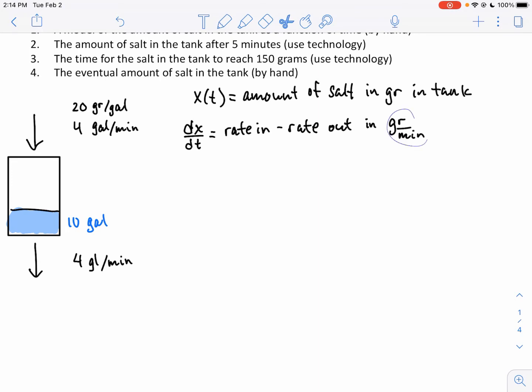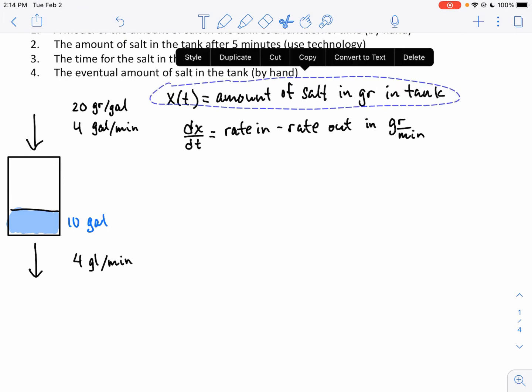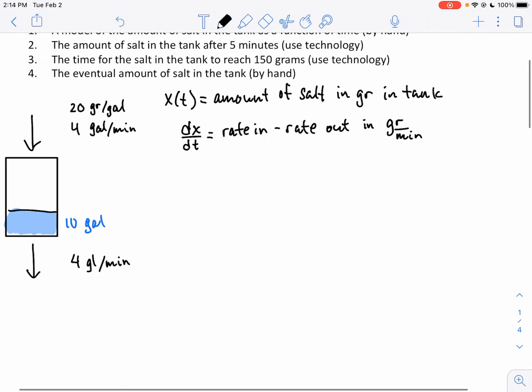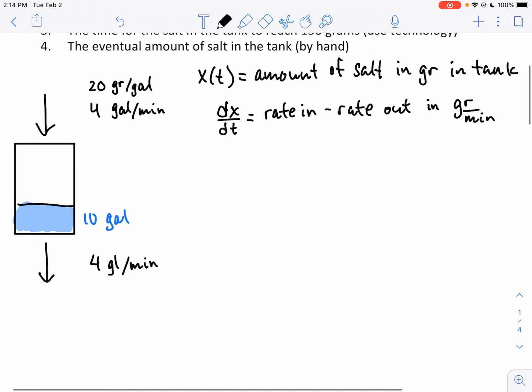This is an important realization to know what the units are for this derivative. The rate of change in x with respect to t, and x is the amount of salt in grams in the tank. So we just have to analyze the rate at which salt is entering the tank and the rate at which it's leaving, and construct this differential equation doing rate in minus rate out, and we can then solve that equation and figure out what x is.